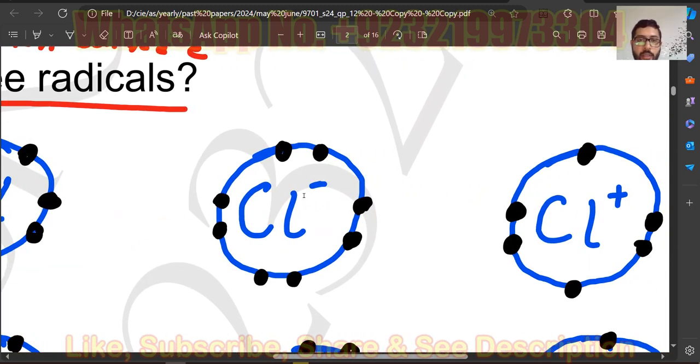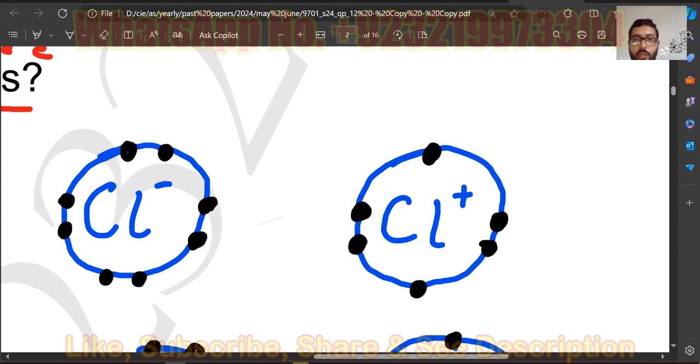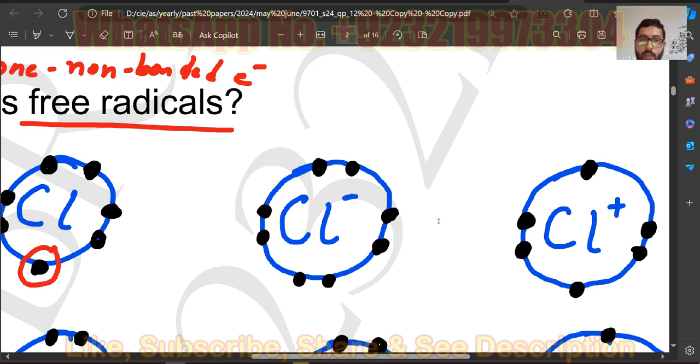So as you know, chloride has gained one electron, so all of its electrons will be shown in the form of the pairs. And afterwards comes the chlorine with a plus one charge on it. So it means it has lost one electron. Now, which electron has to be taken out from the chlorine atom when it makes the positive charge?